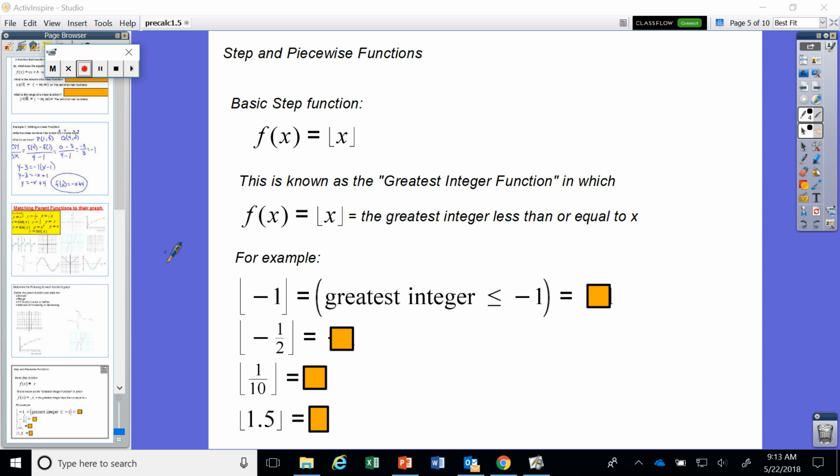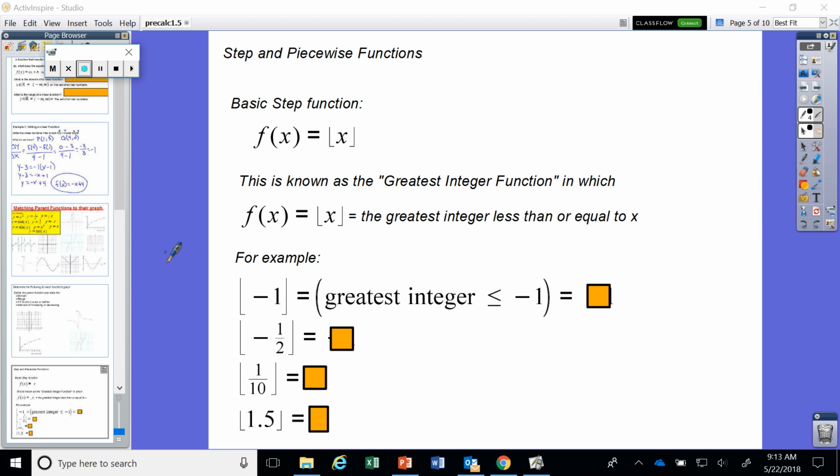All right, ladies and gentlemen, in this video we are going to be diving into step and piecewise functions, with a higher focus on the step function itself. The goals of this video are to define what the step function is, what the basic step function looks like, and how we solve for some output values that involve a step function. Let's take a look.